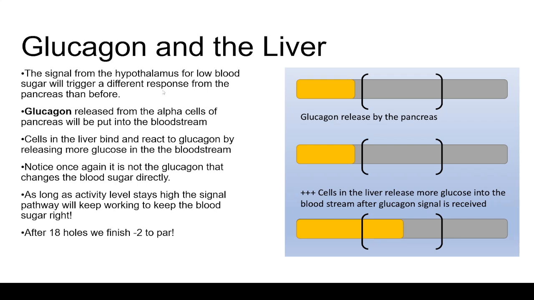So the pancreas gets that signal from the hypothalamus, and the pancreas releases glucagon from alpha cells. Now, glucagon goes into the bloodstream. And notice, once again, just because we have glucagon does not mean that we're going to increase our blood sugar. Glucagon's got to go get to work. So glucagon will bind primarily to liver cells, but it can bind to other cells too. And what it does is it causes them to metabolize and release some glucose into the bloodstream. So glucagon signals for your liver to put some glucose sugar in your bloodstream. And notice, boom, there we go. Our blood sugar goes back to normal.